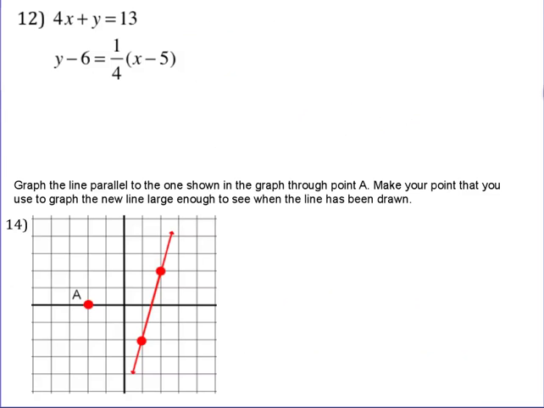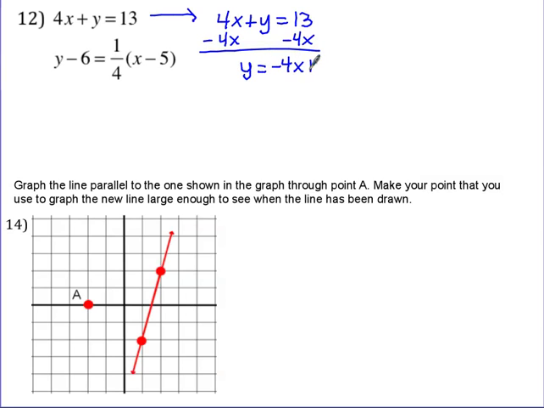Okay, number 12, very similar to that. You need to get y by itself, find the slopes, and then compare them. First one's not too bad. All I have to do is subtract 4x from both sides, and y is now by itself. So our slope in this case is negative 4.